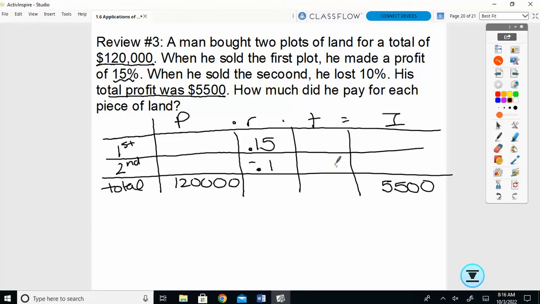Okay, if I don't make any mention of time, what did I tell you guys to use? 1. All right, do I know how much we paid for the first? So that would be x. Okay, so if I have 120,000 altogether and I've used x, 120,000 minus x. So then we multiply across, and we set up just like the others. Add the first 2 to equal the total.